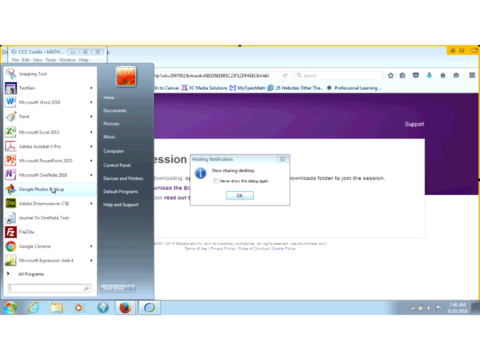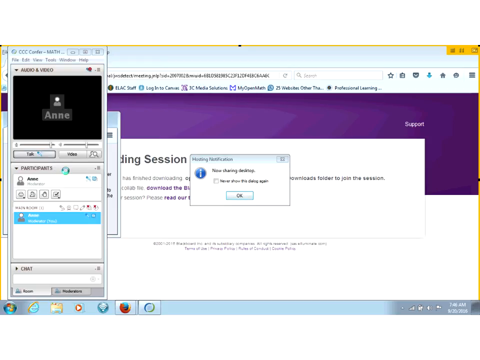Let's share the page. And I have to open OneNote. All right.